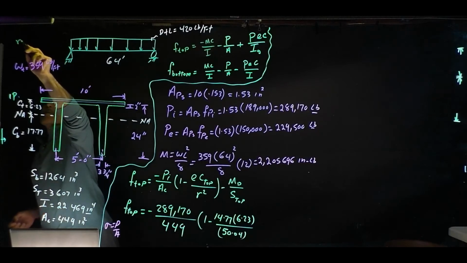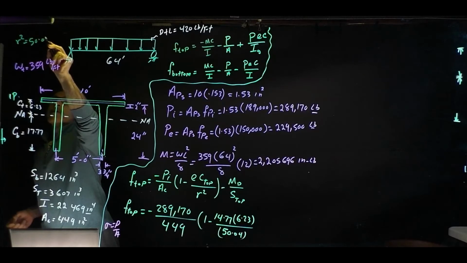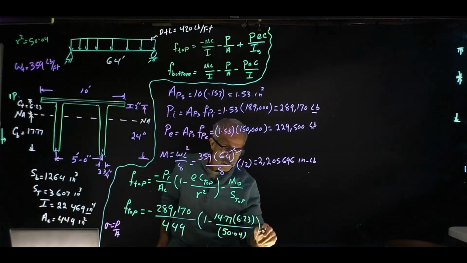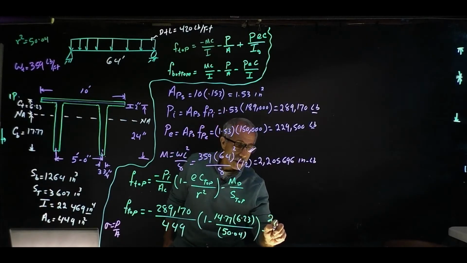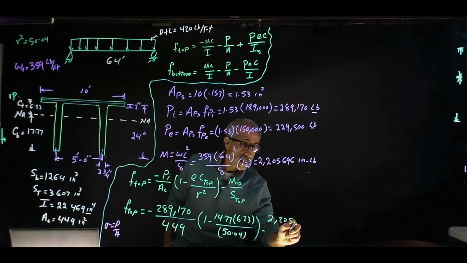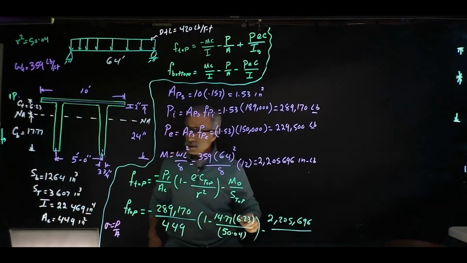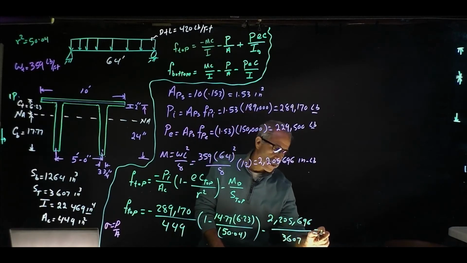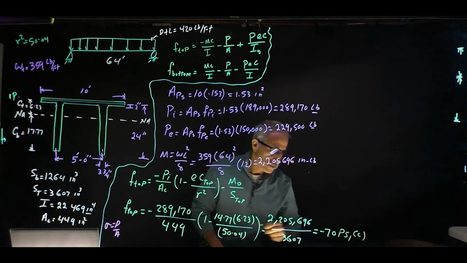R squared was given to us as 5004. Then minus MD came out to 2,205,696, and divide that by S at the top, 3607, which is equal to minus 70 psi, which is in compression.